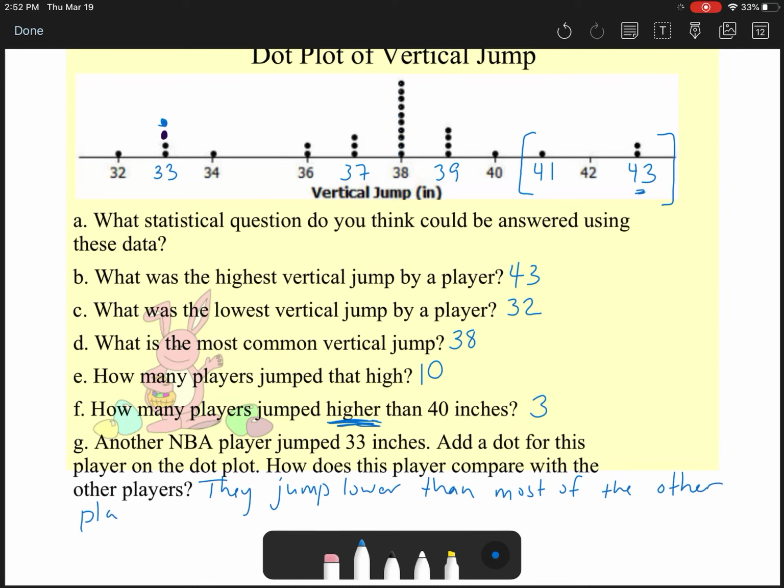I probably still cannot jump that high. Not even close. Okay.